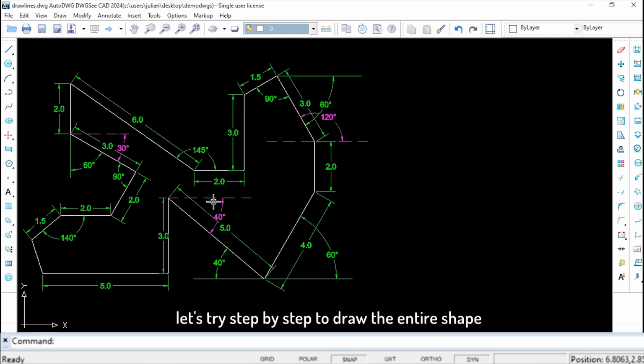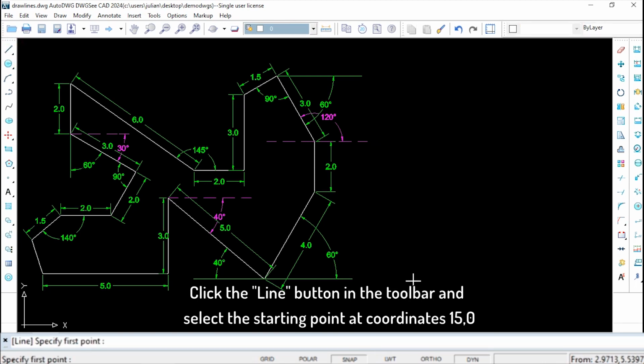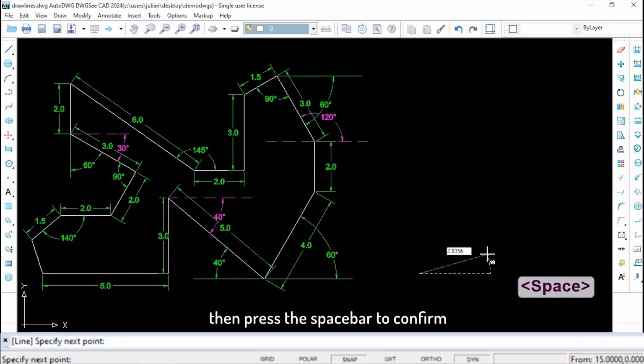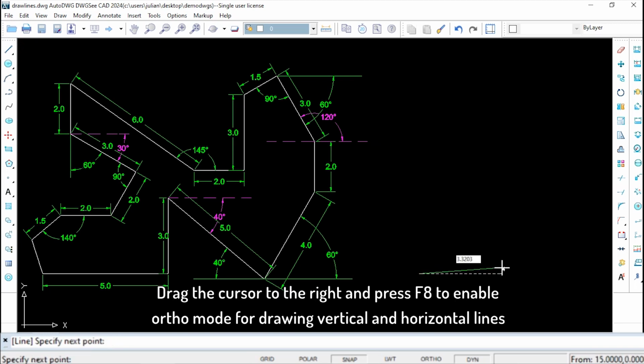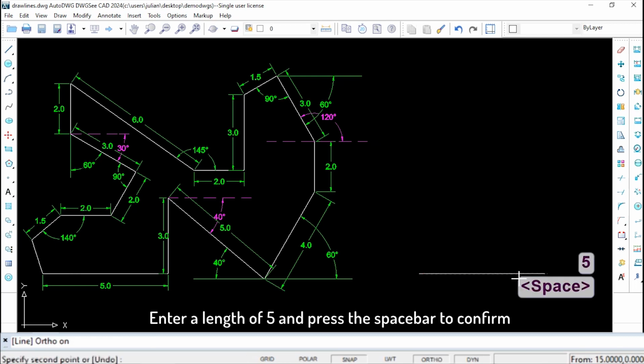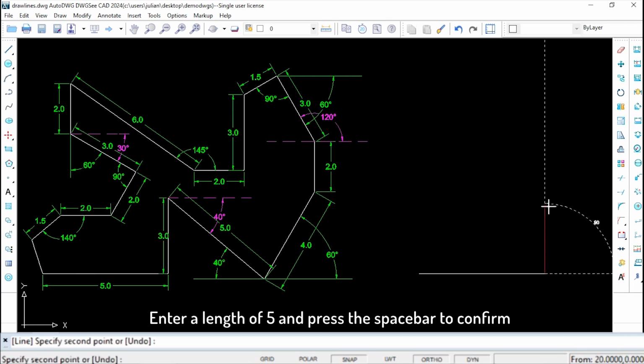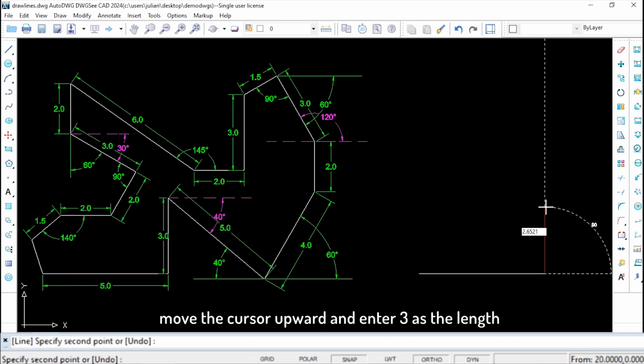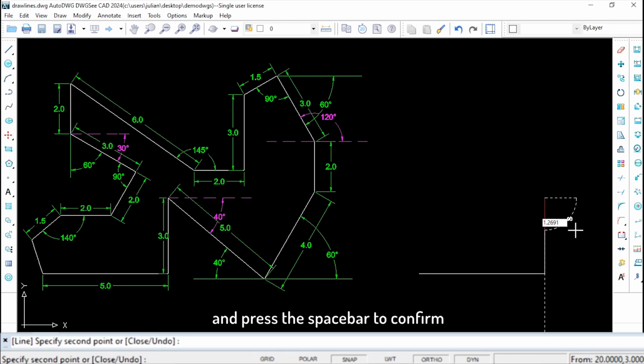Now, let's try step by step to draw the entire shape. We'll use the Line command. Click the Line button in the toolbar and select the starting point at coordinates 15, 0, then press the spacebar to confirm. Drag the cursor to the right and press F8 to enable ortho mode for drawing vertical and horizontal lines. Enter a length of 5 and press the spacebar to confirm. Then, move the cursor upward and enter 3 as the length, and press the spacebar to confirm.